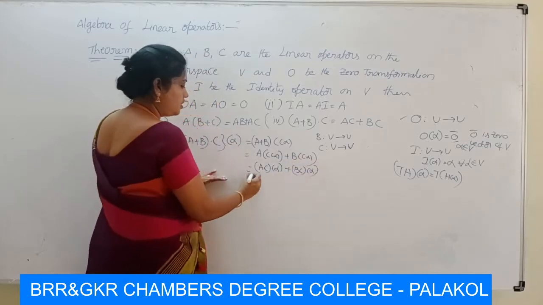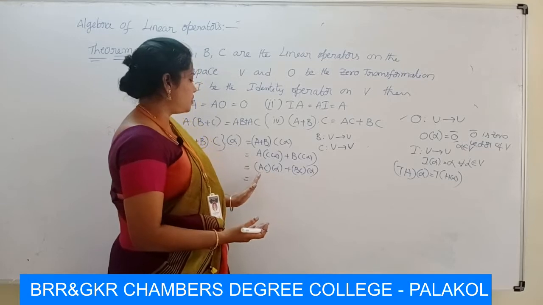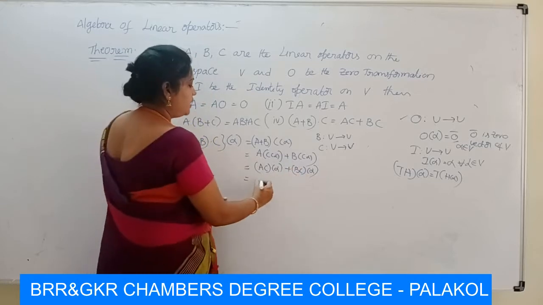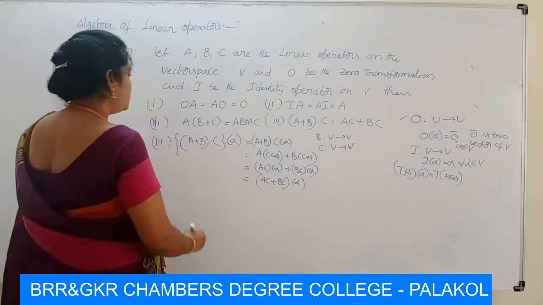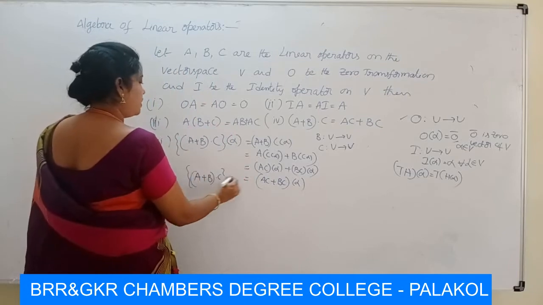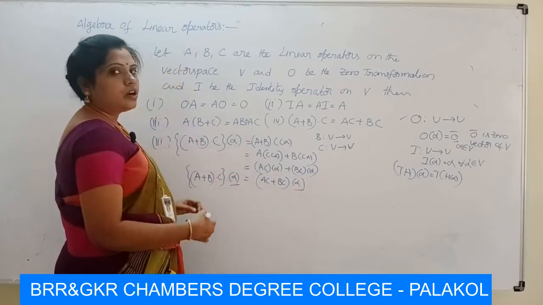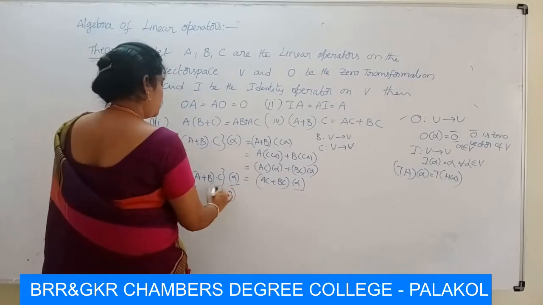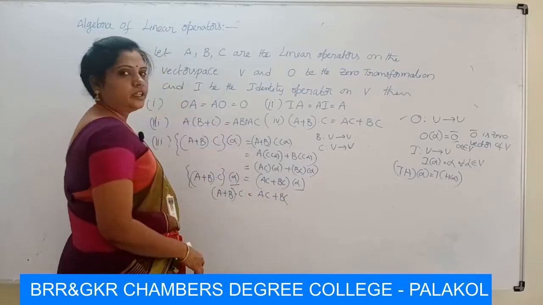Here alpha is the offering element, and then here sum of the transformations. Again sum of the transformations. Here T1 of alpha plus T2 of alpha can be rewritten as AC plus BC of alpha. So totally A plus B into C of alpha is AC plus BC of alpha. Here alpha is the offering element, the same on both sides. Therefore A plus B dot C is equal to AC plus BC. Here dot means product of the transformations.